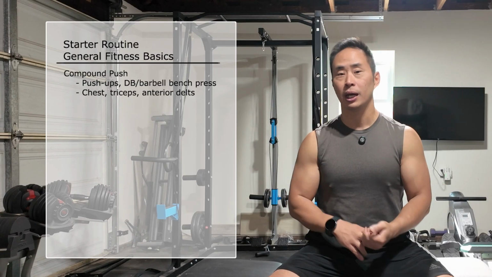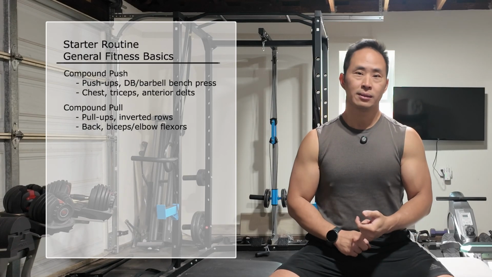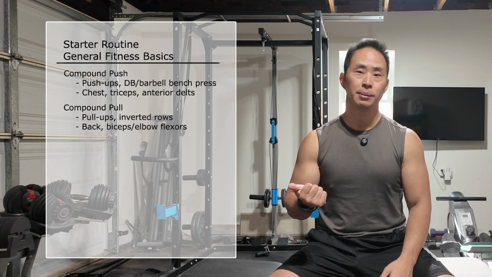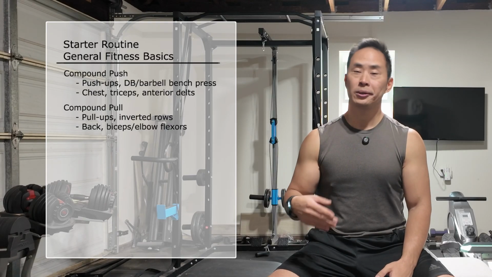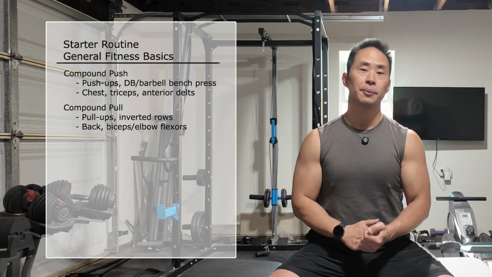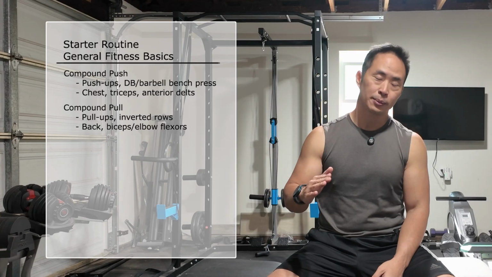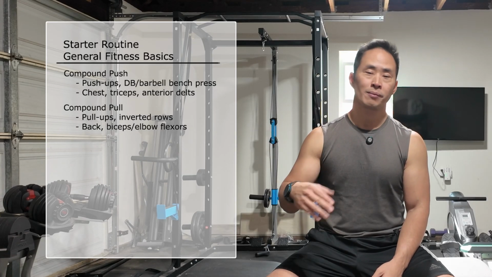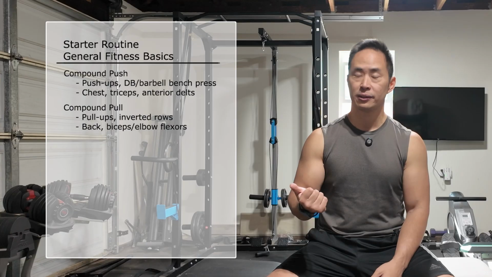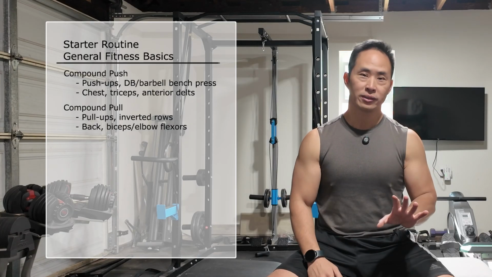Then I would do a compound pulling exercise. For example, that would be like a pull-up. Or if you're a complete beginner, you might not be able to do pull-ups yet. So I would do some version of an inverted row, right? An easier version that you can progress up to a higher version and eventually get to pull-ups. And that's going to work all your upper body pulling muscles, right? You might notice a theme here.